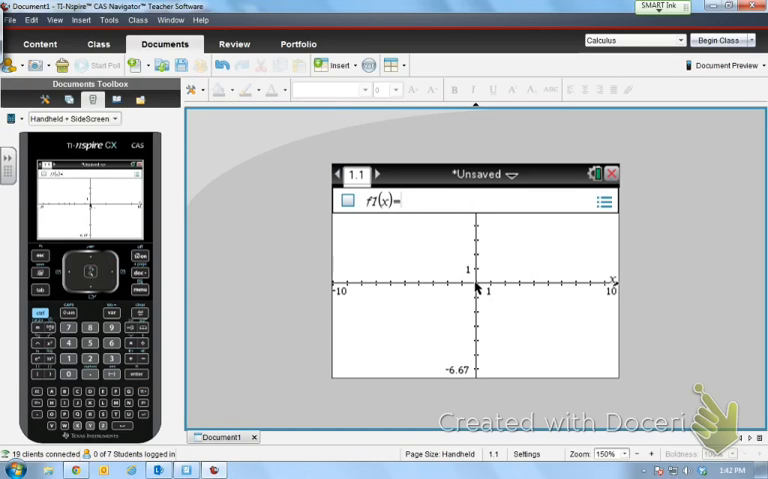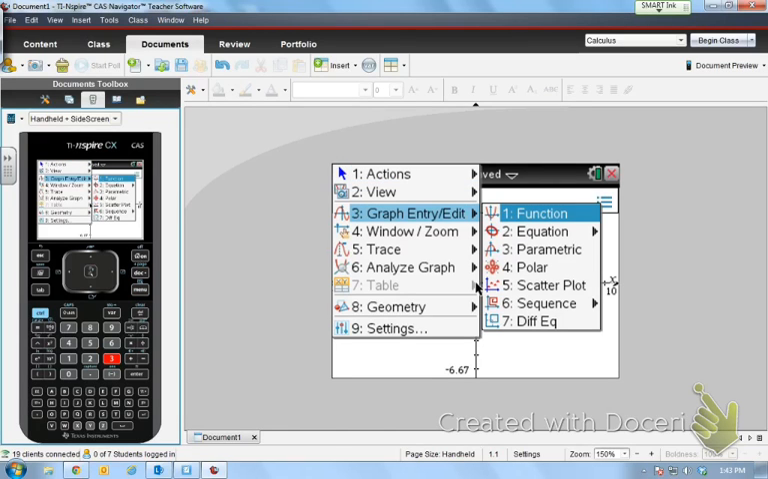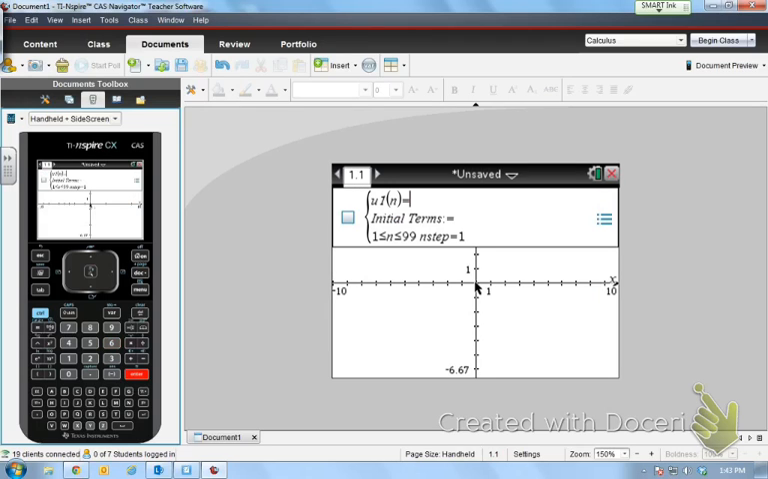Okay. Now obviously if I'm going to graph a sequence, I can't use the f of x. We're going to go to Menu, Graph Entry Edit, number 3. Sequence even has a nice sequence option, and we're going to do just sequence. I have no idea how to use custom, but I can use sequence now.